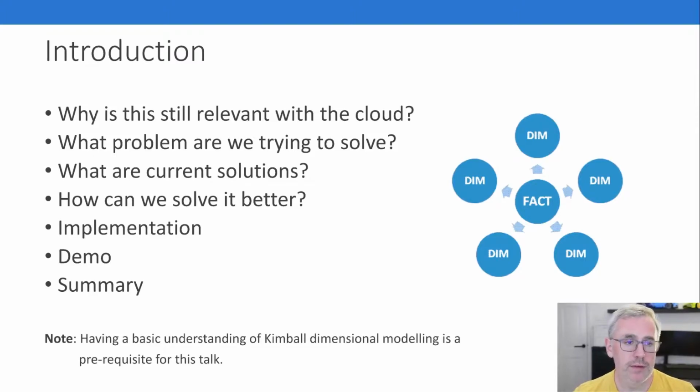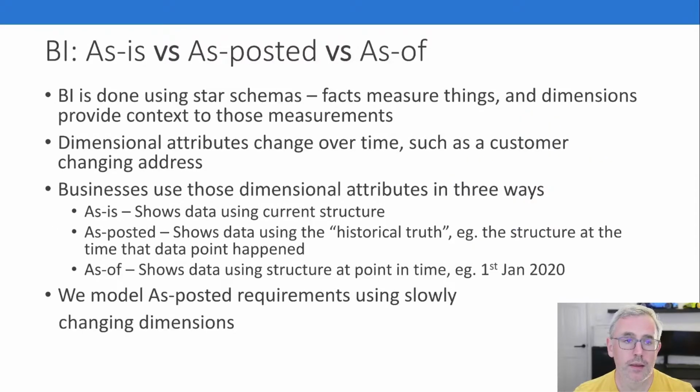So these are the things that we'll be covering in this session. What's the problem we're trying to solve? How is it solved at the moment? Is there a better way of doing it? How can we implement it? And we'll have a demo for that. One final thing to note is that this is a lightning talk, so you will need some background knowledge of how Kimball star schemas work.